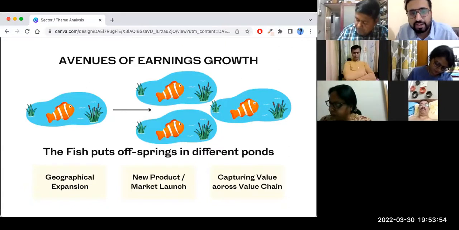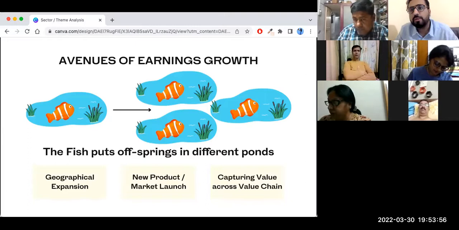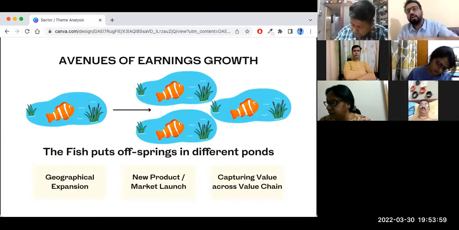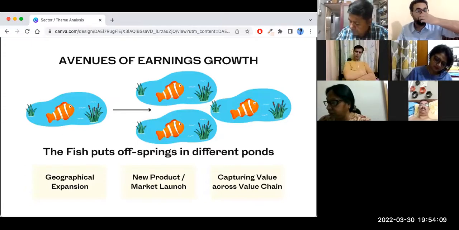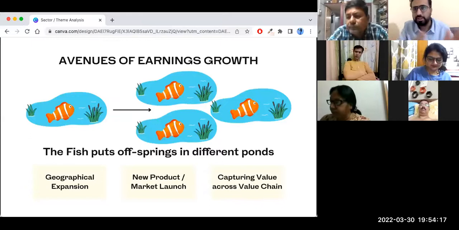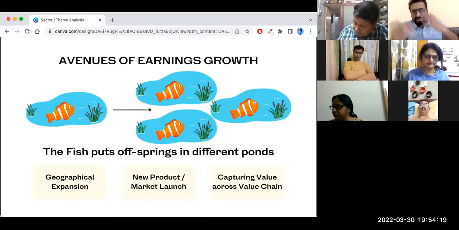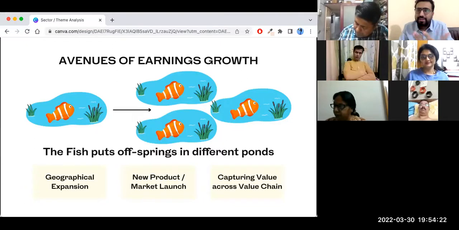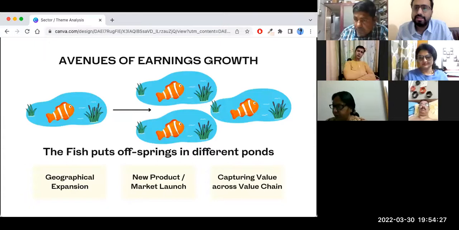Second way can be new product or market launch. And in some examples, what happens is if you launch a new product, that product becomes a new market. I'll give you an example. First I'll give you examples of newer product launch or newer category launch. ITC. Now, ITC is the most prominent player, the biggest player in the cigarette sector.